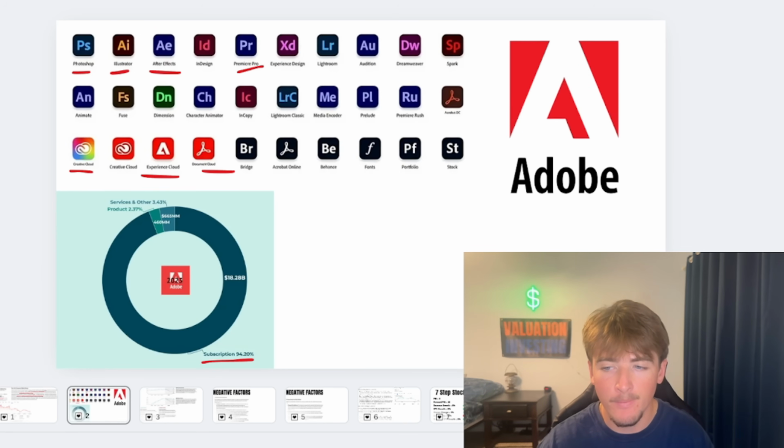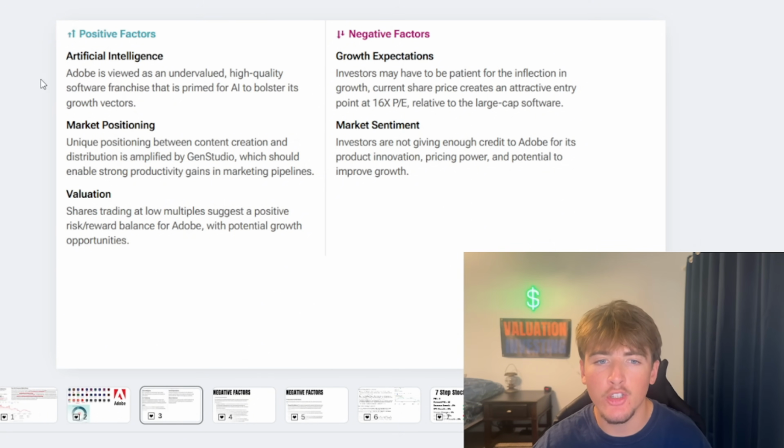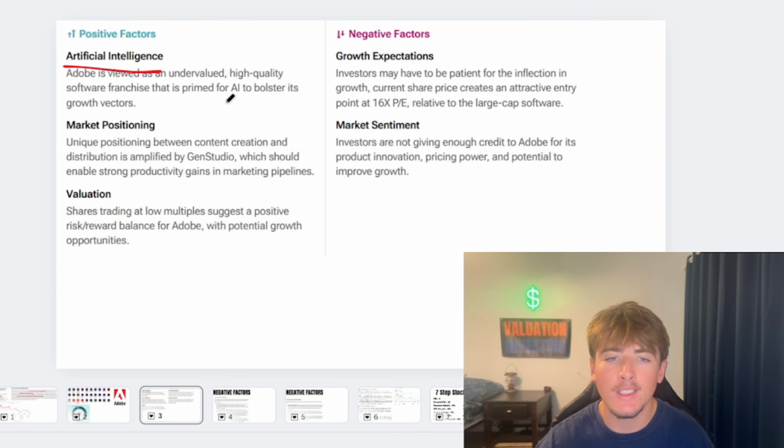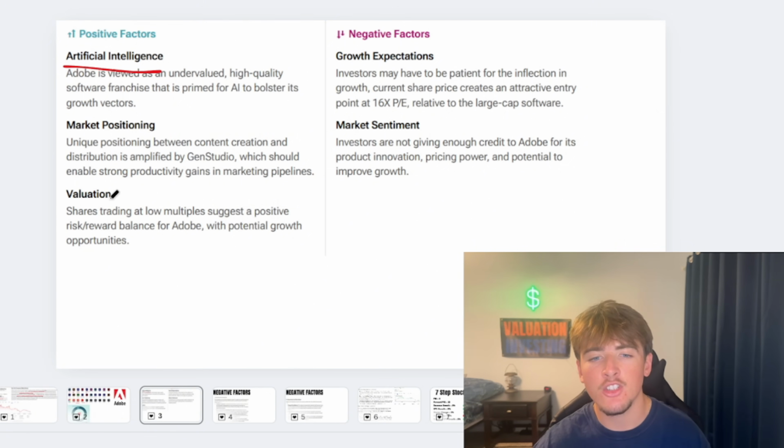grow over time. Taking a look at some positive factors for Adobe, we can see that artificial intelligence could be a positive for the company because it is an undervalued, high-quality software franchise that is primed for AI to bolster its growth vectors. But the problem is, some people really don't believe that. If you do believe it, I think this is a good company to buy. They have a good market position, and the valuation of this stock is pretty low. But growth expectations are a negative factor. Investors may have to be patient for the inflection in growth.